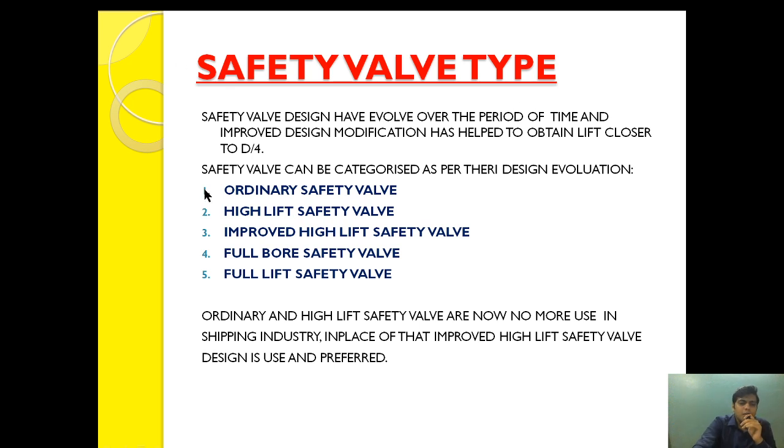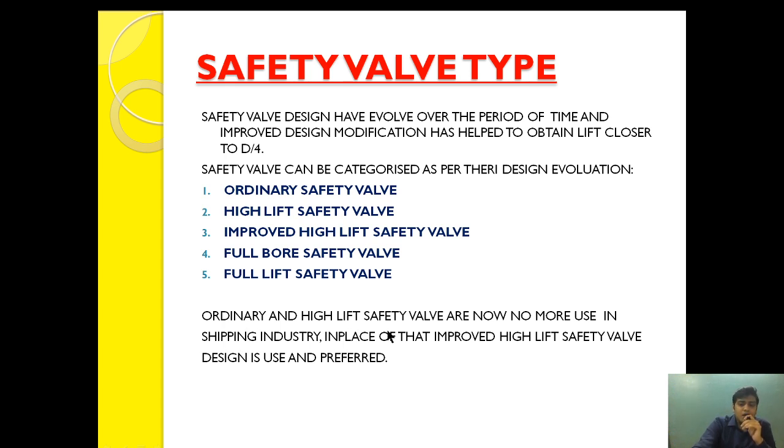Basically, the first design was the ordinary safety valve. After that came the high lift safety valve, then the improved high lift safety valve, the full bore safety valve, and the full lift safety valve. Ultimately, in the full lift safety valve, we have achieved d by 4 lift. So the ordinary safety valve and high lift safety valve are no more used in industry, or you can say very seldom used, in low pressure valves. The ones in more frequent use are the improved high lift safety valve, full bore safety valve, and full lift safety valve. So let's start the video.